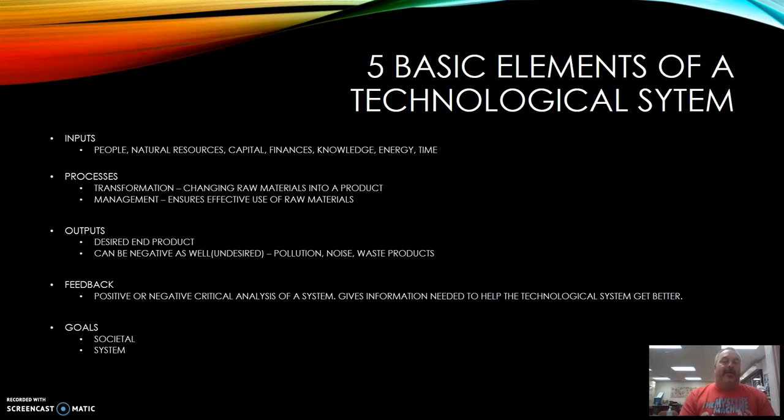Then your next basic element is processes. You have two types, transformation, which is changing your raw materials into a product. So taking a tree and making it into a usable board. Management. Now, without management, getting your final product may be a struggle because maybe you don't have a smooth transition. But this ensures effective use of raw materials. If you think about it, if we didn't have stoplights or stuff like that, how chaotic would it be to get around town?